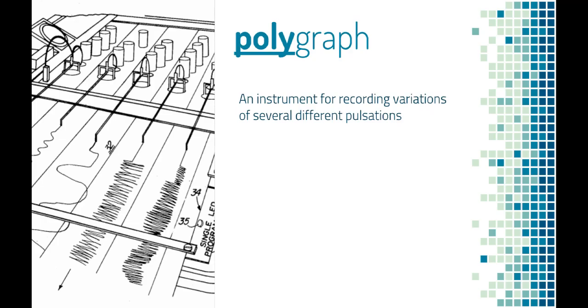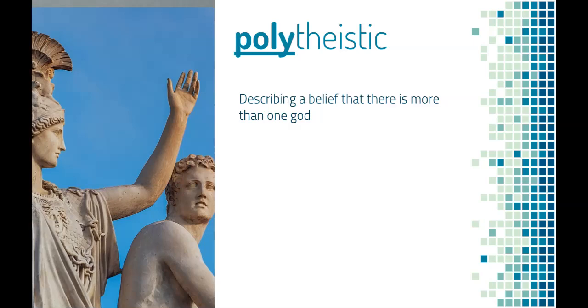Polygraph, this is an instrument that records different variations of several pulsations. So in the picture that you can see different kind of wavelengths or whatever, it is recording variations of many different pulsations. And polytheistic, this is describing a belief that there is more than one God.